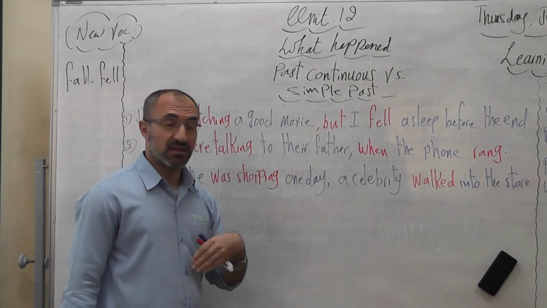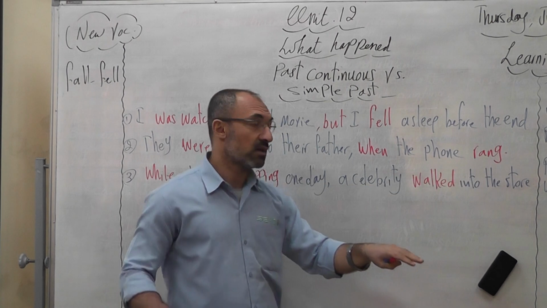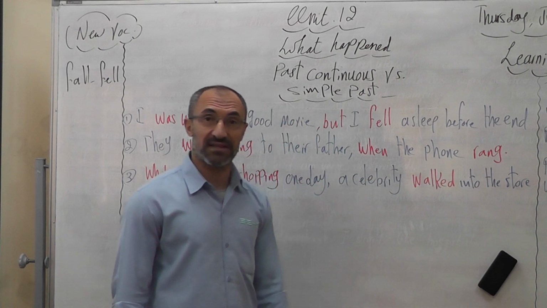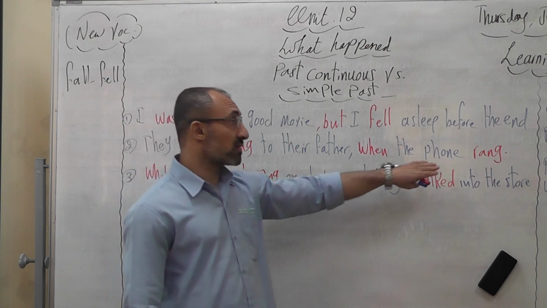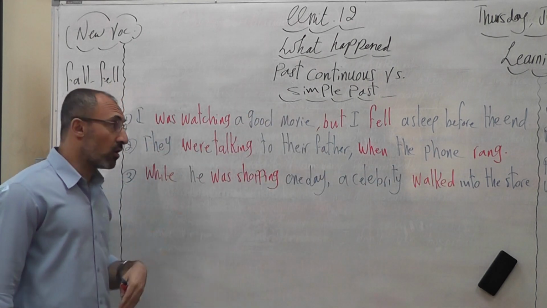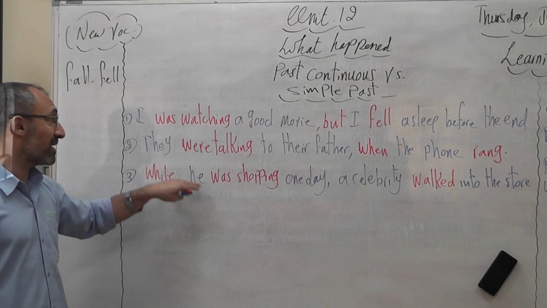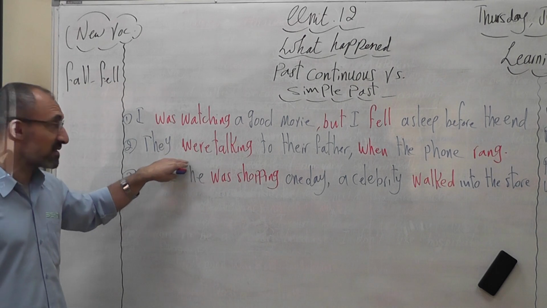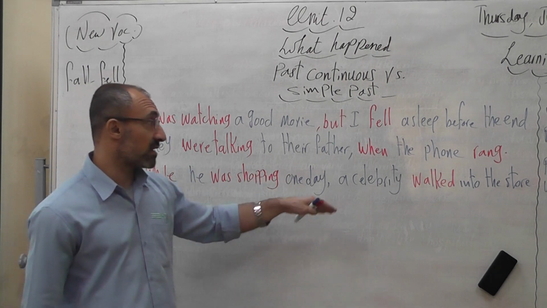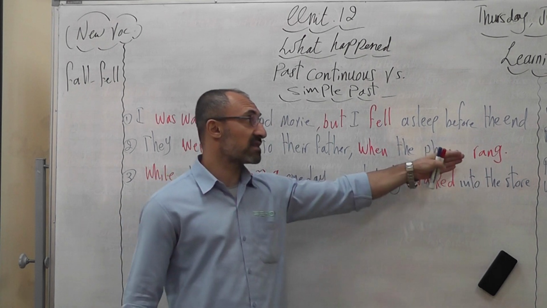And what happened next? What happened next should come in the simple past tense. Why? To interrupt it. So when the phone rang. Rang here is in the simple past tense. It's not a continuous action. It should come in the simple past form. But what was in progress was talking, so here I started with the past continuous tense. They were talking to their father. So what happened next? The phone rang. Rang and finished. So it's in the simple past form.